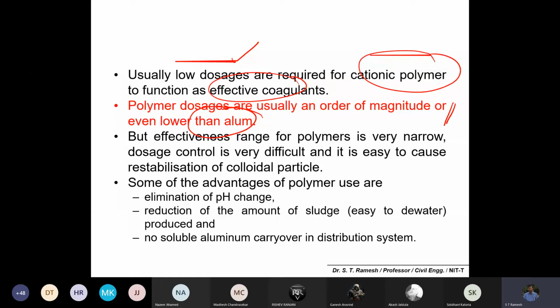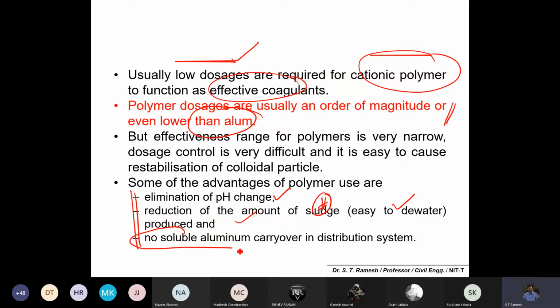The advantages of polymer here: number one is elimination of pH changes, because if you add alum or iron salts into the water, there could be pH changes. But the important point of polymer addition is elimination of pH changes in the treated water and reduction in the amount of sludge. Chemical coagulants may sometimes produce a lot of sludge, and these polymers produce a smaller amount of sludge, and dewatering is very easy compared to chemical sludges.